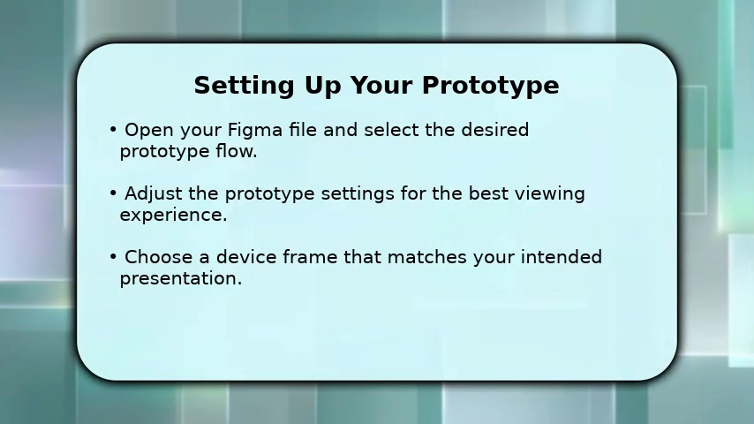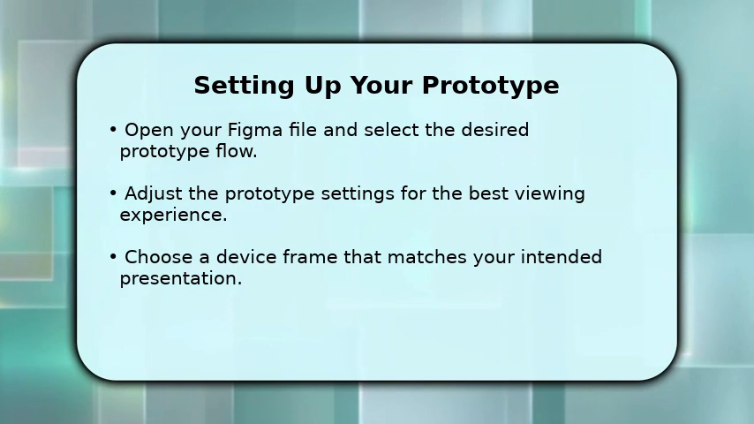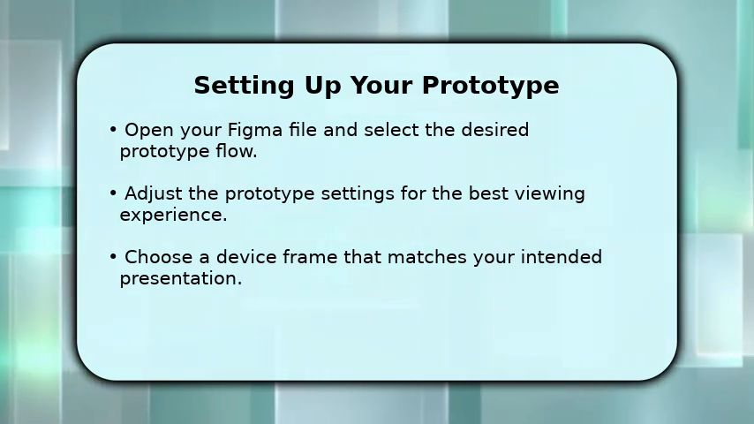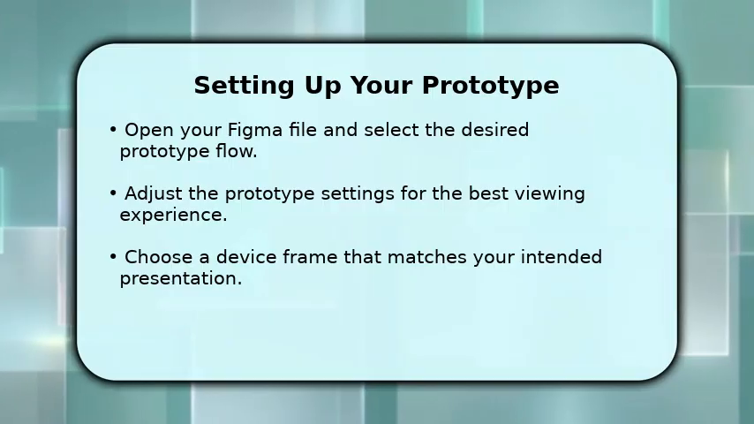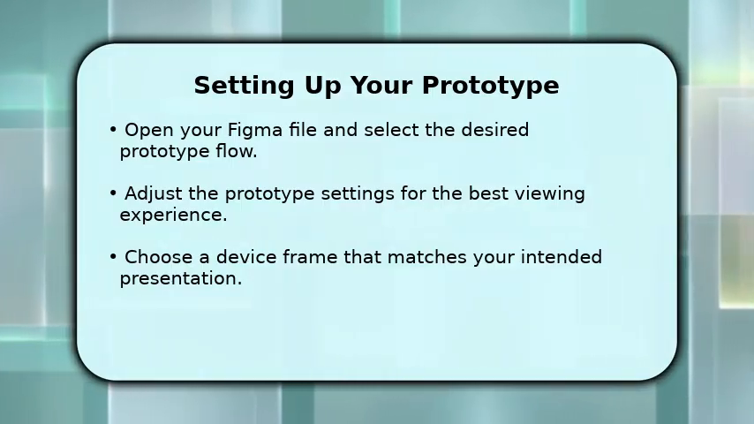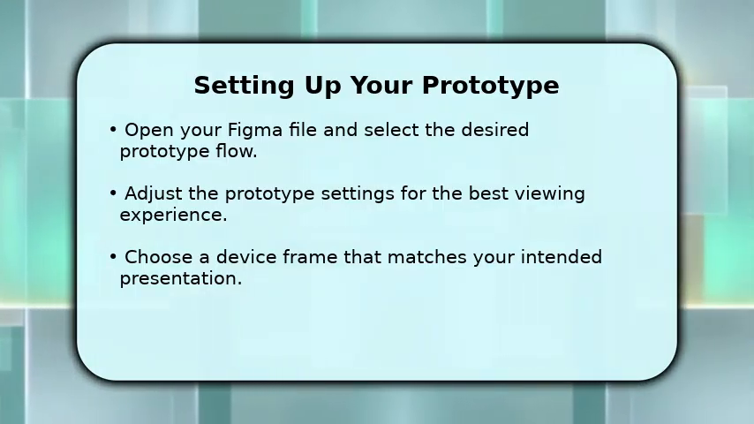Now, let's set up your prototype for recording. Navigate to the present mode in Figma by clicking the play icon. Here, you can select the appropriate device frame, like a desktop or mobile phone, to accurately represent your design. Ensure the background color complements your design, providing a clean and professional look for your video.